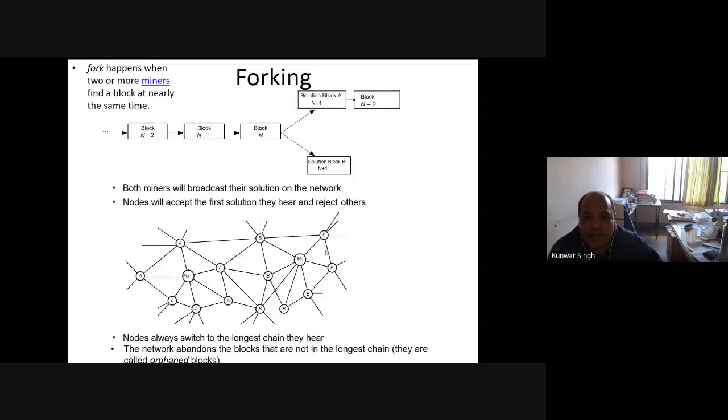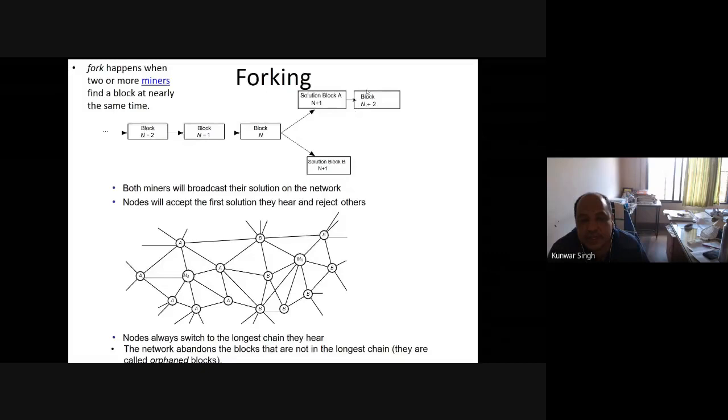Now the rule is that nodes always switch to the longest chain they hear. Whichever chain is the longest one, they have to switch to that. That is another rule, and all the nodes have to follow this. Now, next time, let's say this block came.